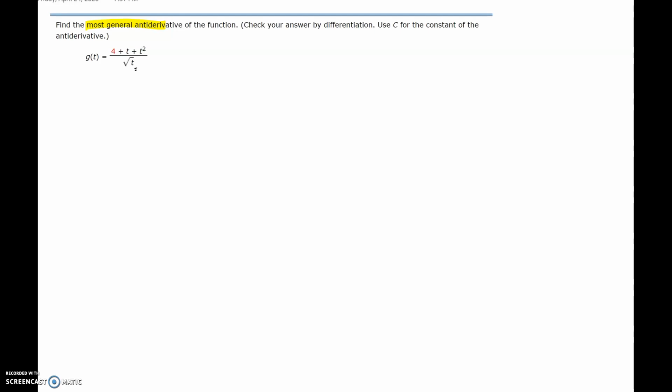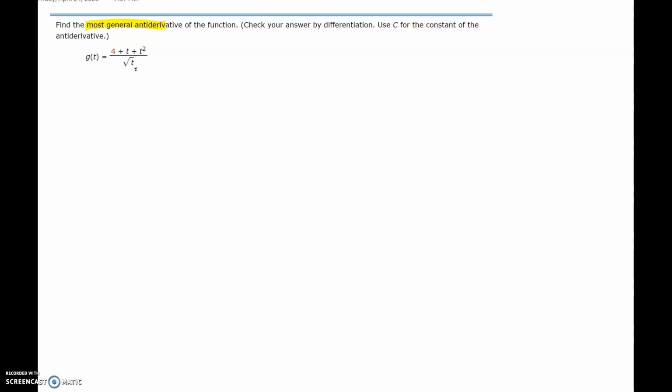Hi, in this video, I will be going over problem number 15 of the antiderivative section, chapter 4, section 9. Find the most general antiderivative of the function. Check your answer by differentiation. Use C for the constant of the antiderivative. G of t equals 4 plus t squared over the square root of t.